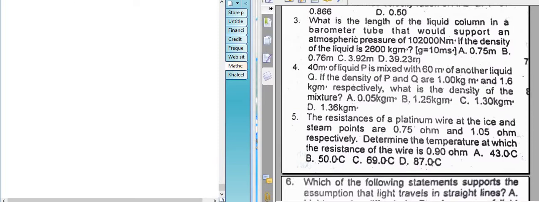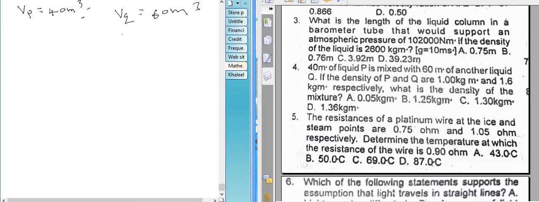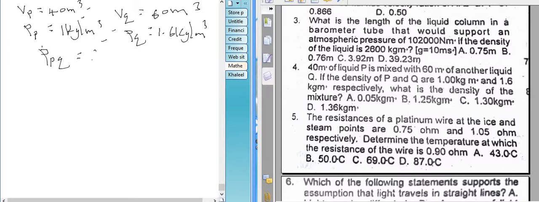So now this is a density question. Let us jot down our data first. The volume of P is equal to 40 meter cube. The volume of Q is equal to 60 meter cube. The density of P is equal to 1 kilogram per meter cube, and the density of Q, the unit is very important, is 1.6 kilogram per meter cube. We are asked to find the density of the mixture, so let us call it rho PQ.